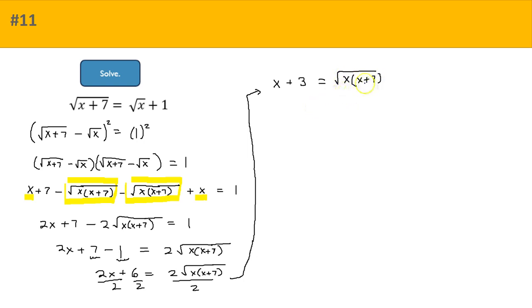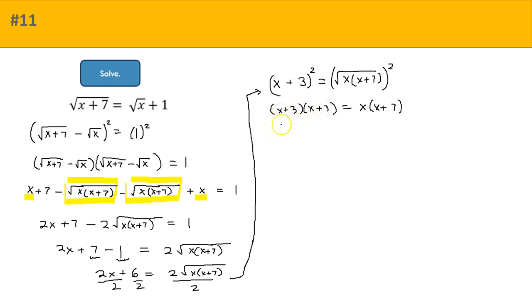Okay, so the next step is to square both sides again, just to get rid of the square root. Here we have 2 sets of parentheses, so we can write them twice. x plus 3 times x plus 3 equals x times x plus 7. All right, so now we don't have any more square roots to have to deal with.